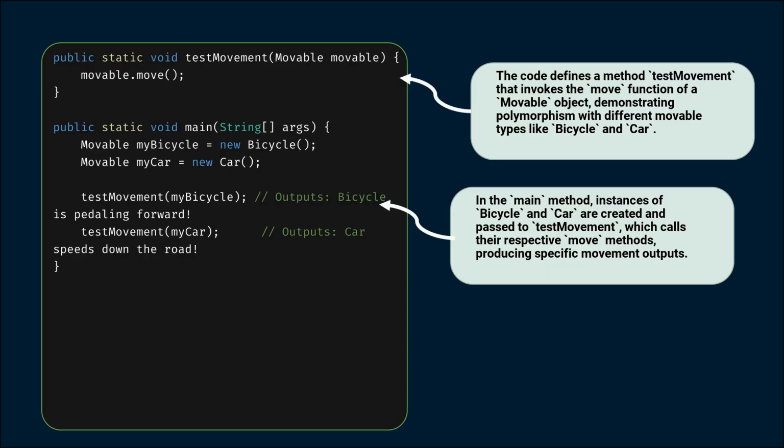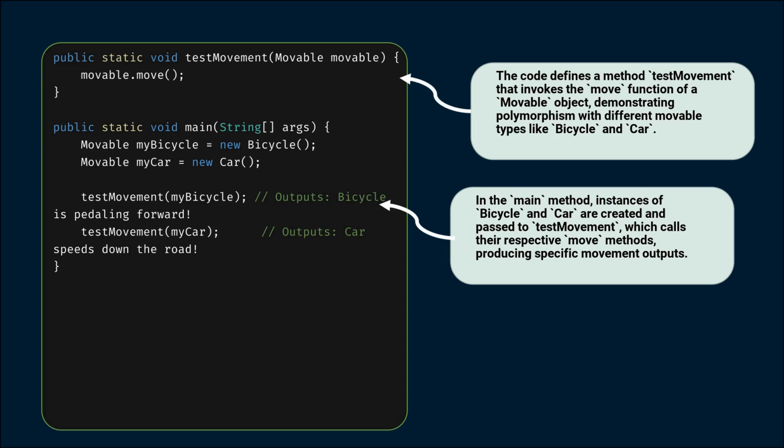In the main method, we create instances of bicycle and car, both of which implement the movable interface. Each instance is assigned to a variable of type movable, showcasing the flexibility of our design. By calling testMovement with myBicycle and myCar, we trigger their specific move implementations, resulting in unique outputs reflecting their behaviors. "Bicycle is pedaling forward" for the bicycle and "Car speeds down the road" for the car.